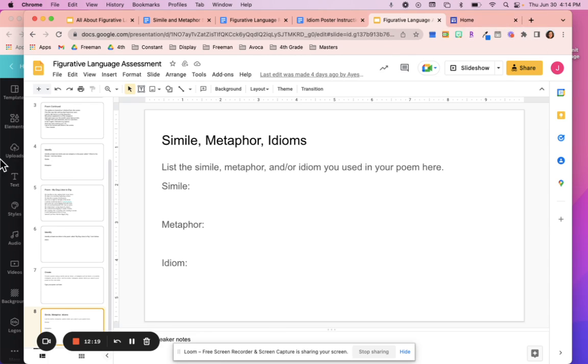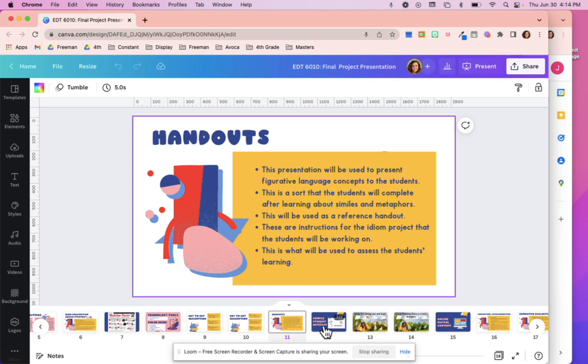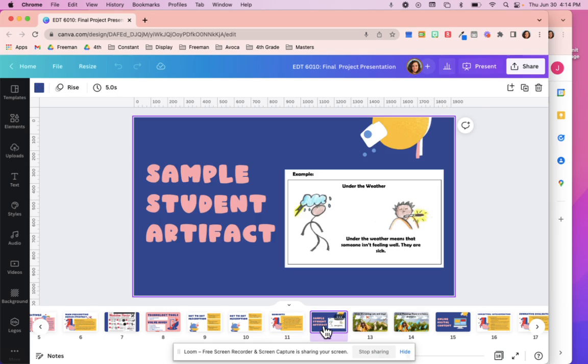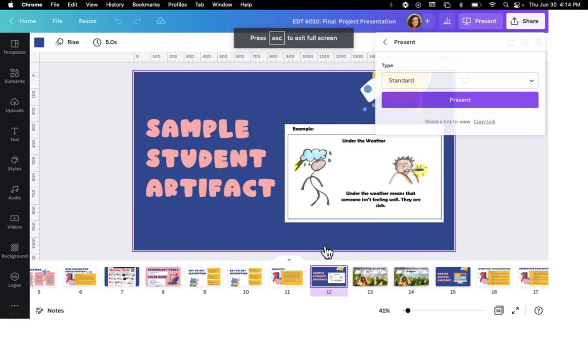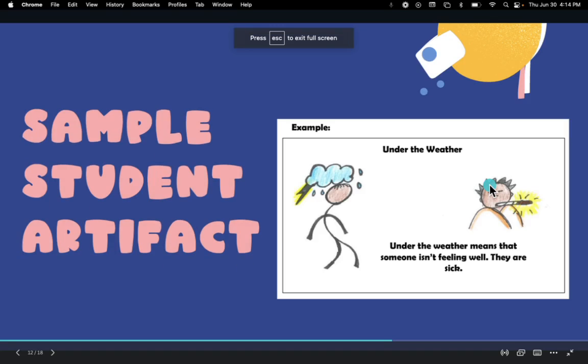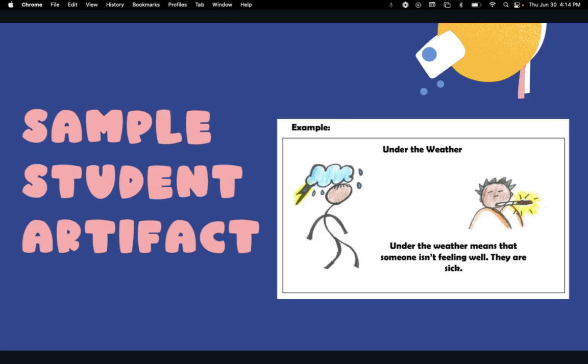And lastly, these are our samples. This is a drawing of what students can create for their idiom posters. This person is under the weather, and in the first side, you see that they are physically standing underneath the weather. On the other side, it's the literal meaning, which is when you're not feeling well. And then there's also the explanation that under the weather means that someone isn't feeling well and they are sick.